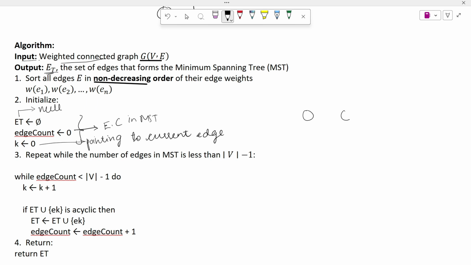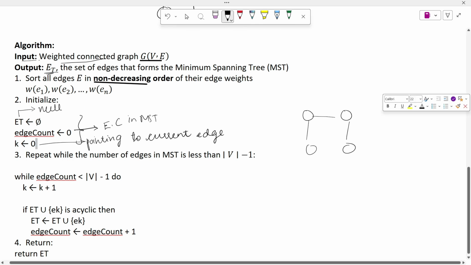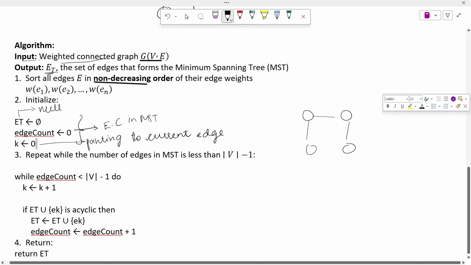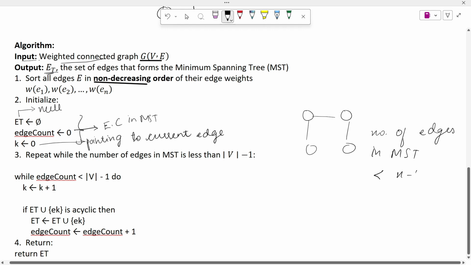What does it say is, if there are 4 vertices and in the graph maybe they would have given 4 edges, but if we have to find the minimum spanning tree of this graph, then we should have n minus 1 edges. So if we have a fourth edge here, it will become a cycle. For this to become an MST, we'll have 3 edges at max. So the number of edges in the MST will be always less than n minus 1, where n is the number of vertices.